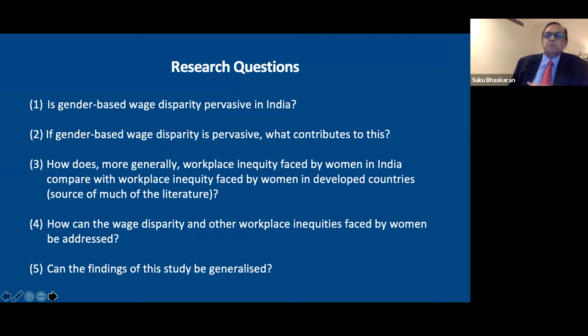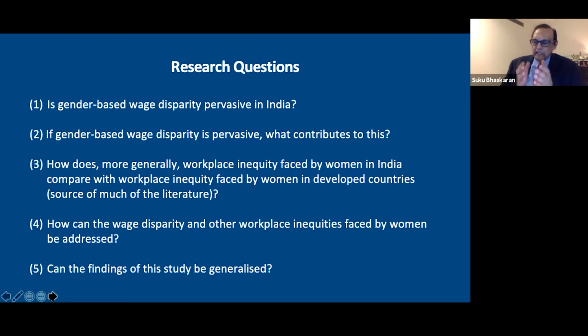Is gender-based wage disparity pervasive in India? It's inevitable that there would be gender-based differences, but is it widespread in the organizations that we have? So we are more interested in seeing whether it's widespread. Regrettably, what we have done is, we have looked at one subsector of industry, which is the IT industry, and then we are trying to extrapolate and talk about other sectors. And there are several limitations in doing this, and we'll discuss that.